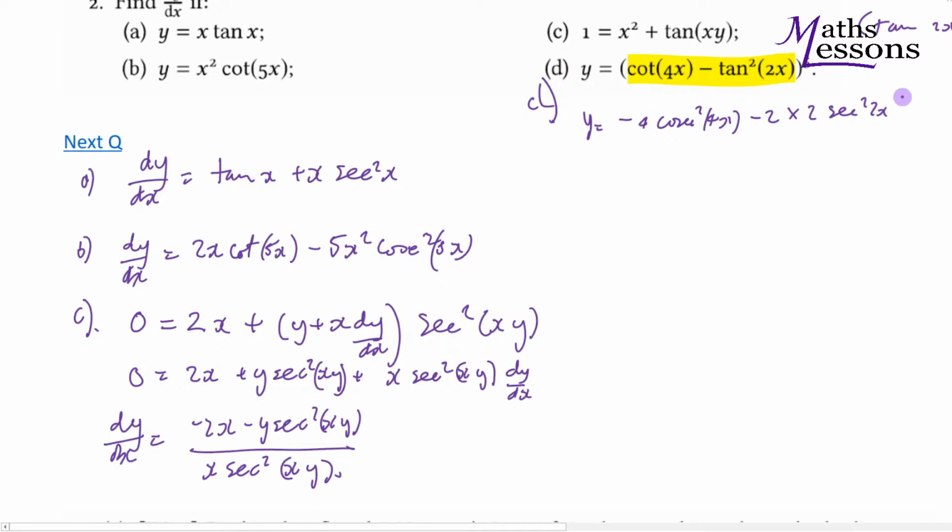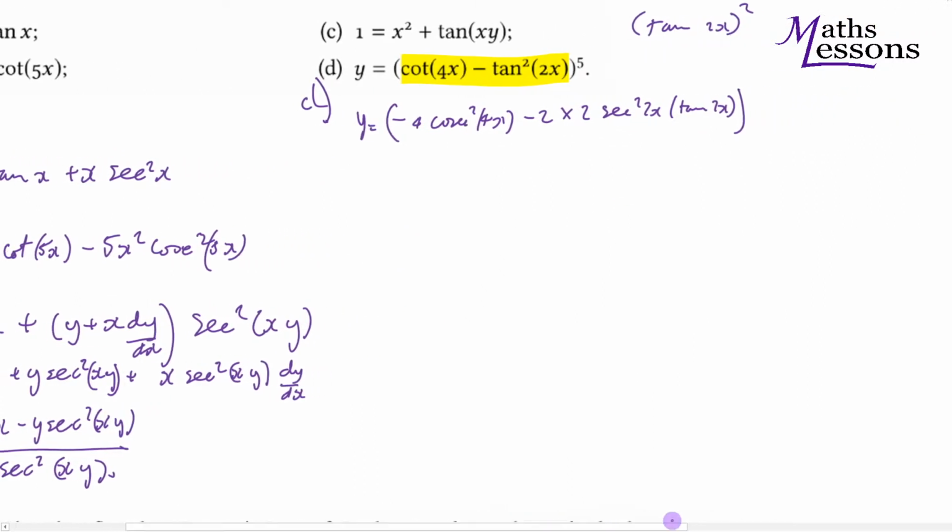And then I've got tan 2x inside the function, and we take 1 off the power to leave me just the tan 2x. So I've now differentiated the inside part of this function. So I can just put brackets around that. And then I've got to times it by this bit to the 5 differentiated. So I'm going to need it times by 5, all the inside bit, cot 4x minus tan squared 2x all to the power of 4.